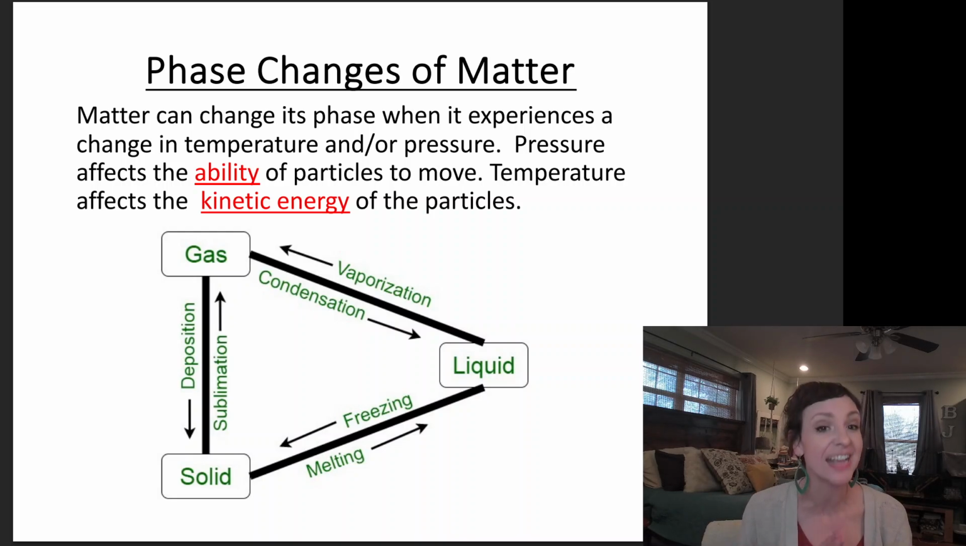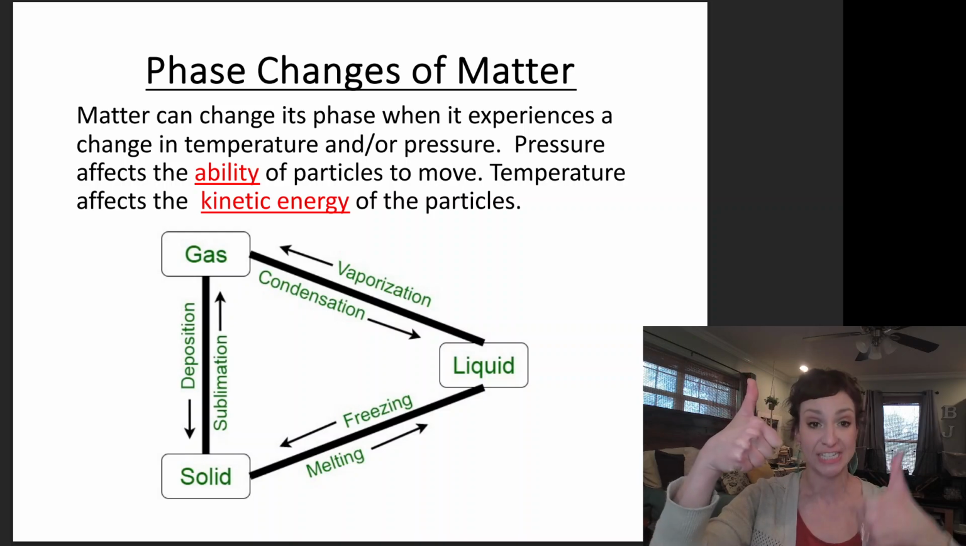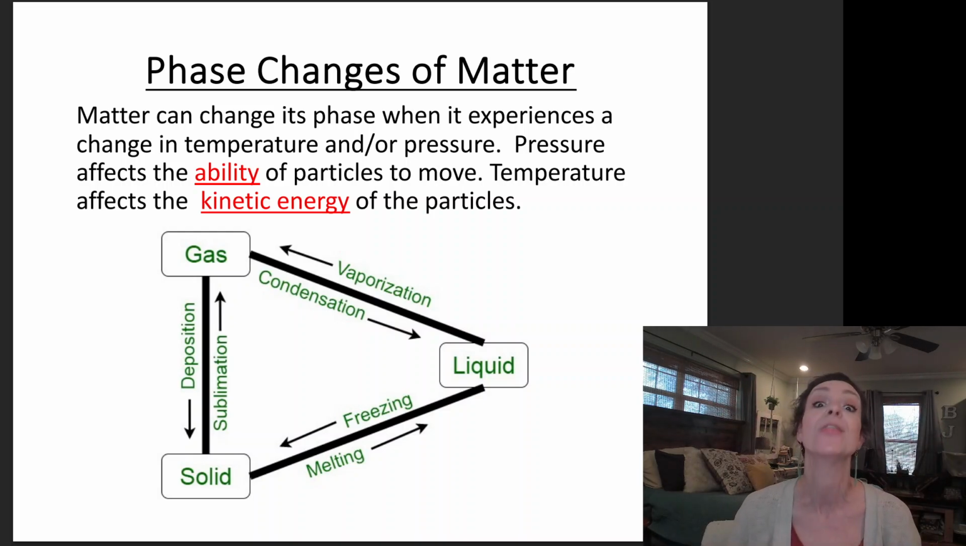Temperature, on the other hand, affects the kinetic energy of the particles. As we can remember, temperature is a measure of the average kinetic energy. So if I increase the temperature, I'm going to increase the kinetic energy of the particles, the motion of the particles. From the previous slide, we saw that there is a difference depending on whether I'm solid, liquid, or gas in how much motion these particles can have. So that is important when it comes to phase changes. That was a lot of talking.